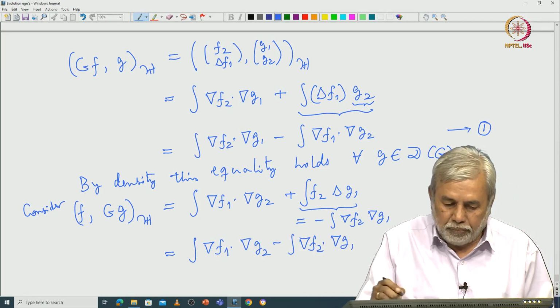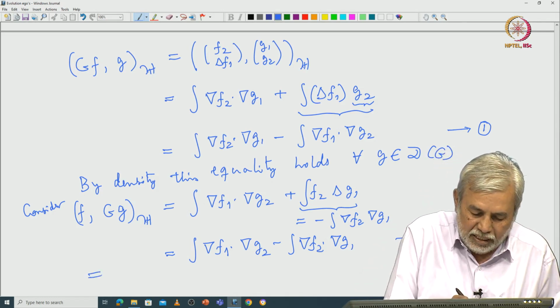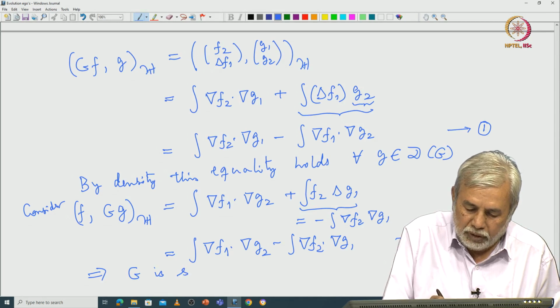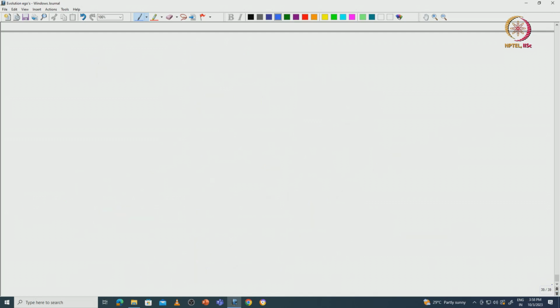Now, just you compare 1 and 2, you immediately see that G is skew symmetric. Okay. So, for example, here this integral grad f1 grad g2 has a negative sign, and here it is a positive sign, that is fine. Okay.